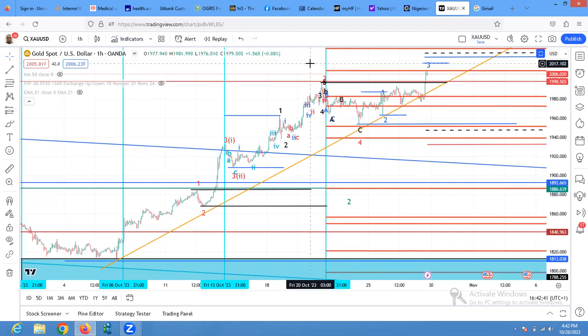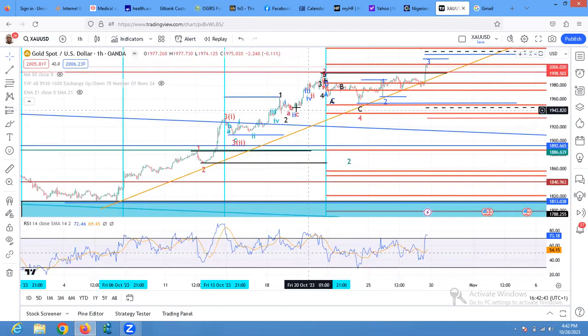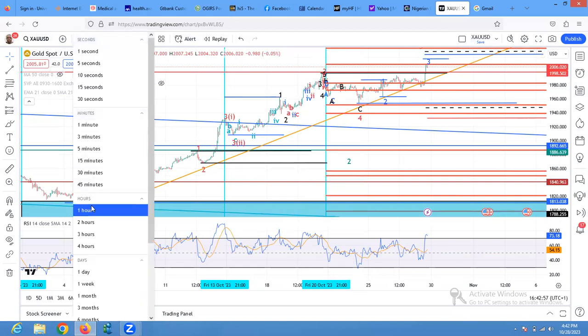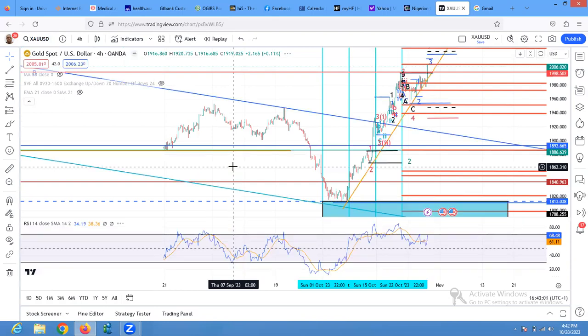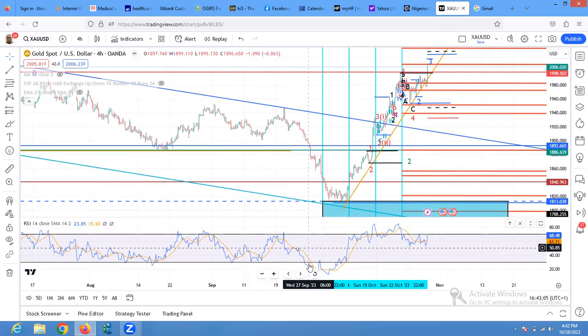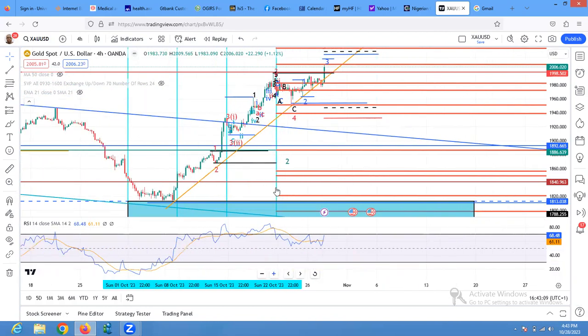If we bring out the RSI on 1 hour, the RSI on 1 hour clearly shows this to be a 3, okay, which is good for you. And if you look at this, it's still a divergence for now. So if you look at a 4-hour time frame, what are we getting? We are seeing something that looks like a divergence, but we need to be careful.